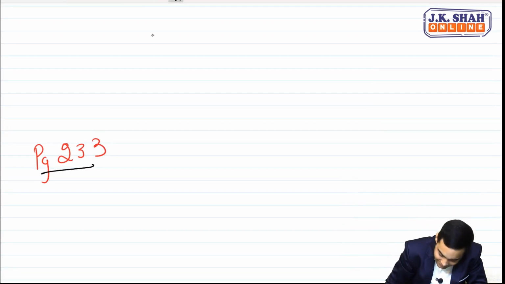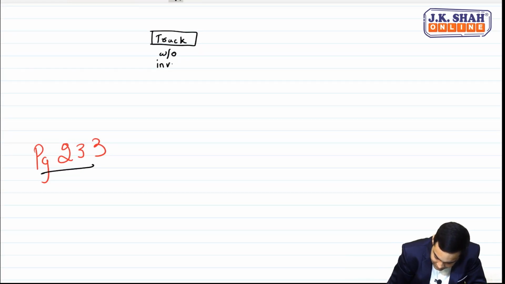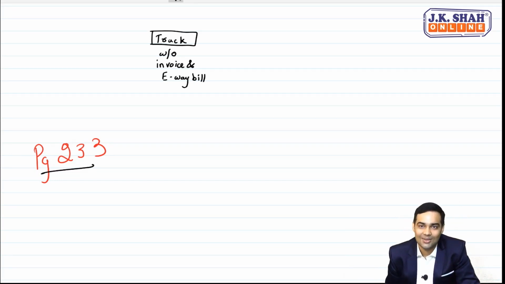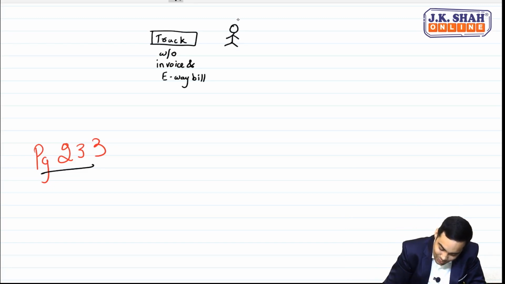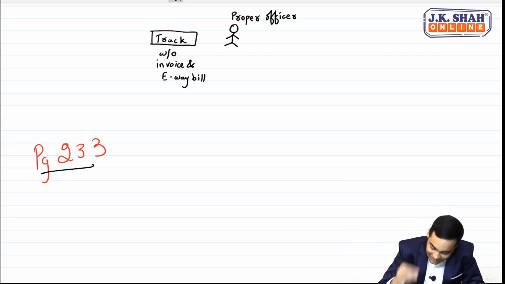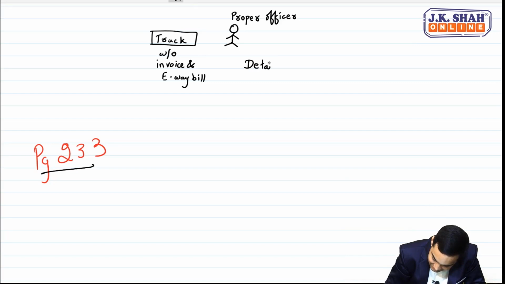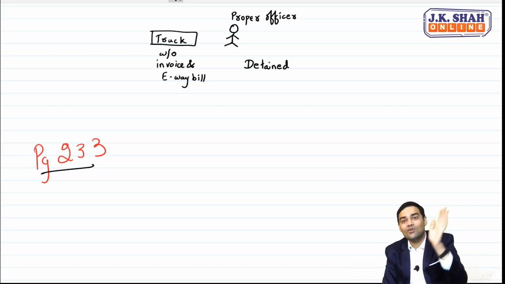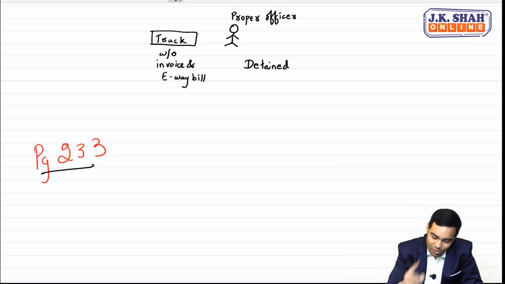Say suppose this is a truck without invoice and e-way bill. So a truck is moving without invoice, without e-way bill. This is the proper officer. Proper officer stops the truck. Obviously, it is not carrying proper documents. What will happen? The truck will be first detained. And the moment it is detained, detained meaning it would be stopped and it will not be allowed to move further.